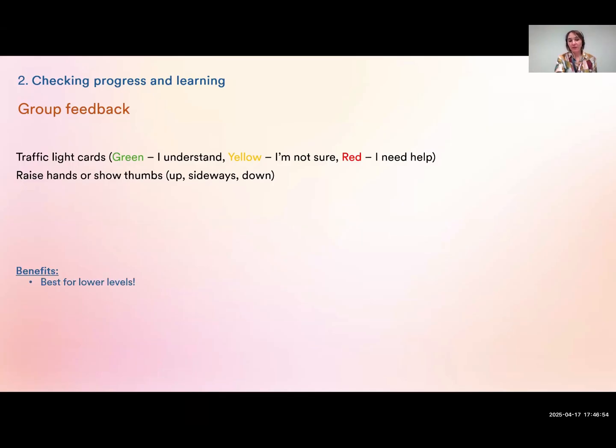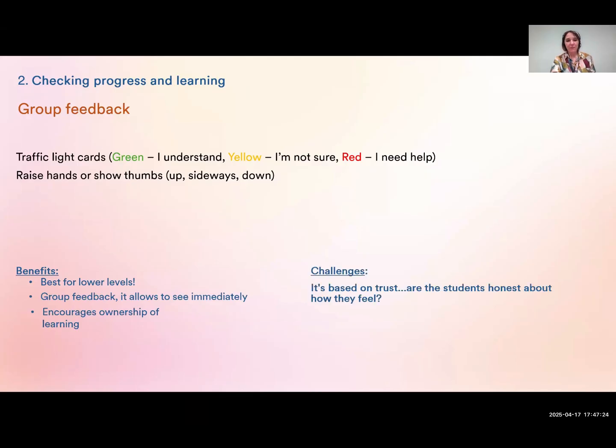The benefits: it's great for lower levels, because they don't need to communicate, but can just express yes, no, or even thumbs up, down, or sideways. Group feedback allows you to see the whole picture of the class, whether you see confident hands or not. It also encourages ownership of learning, so they have to reflect on whether they think they're okay with it or not. One of the challenges of this approach is that it's based on trust. Are the students honest about what they're saying? They're all putting that thumbs up. How do we actually make sure that they're okay with it? It's a bit like asking, "Do you understand?"